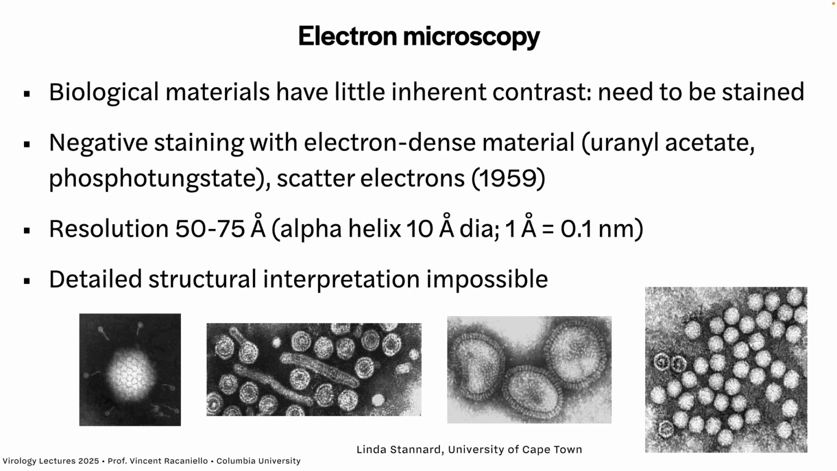The main problem is the resolution. Maximum resolution of electron microscopy is going to be about 50 to 75 angstrom. And remember, an alpha helix is 10 angstroms in diameter, so you're never going to get any detailed structural interpretation. But here on the bottom are some pictures, so you can begin to see what virus particles look like. Here, all the way on the left, is an adenovirus.